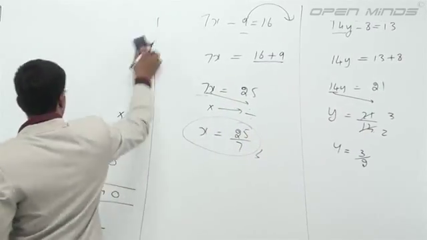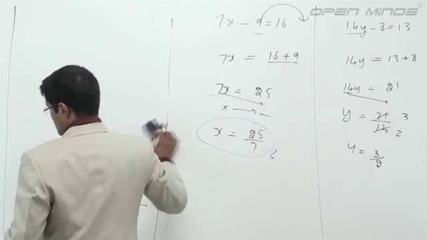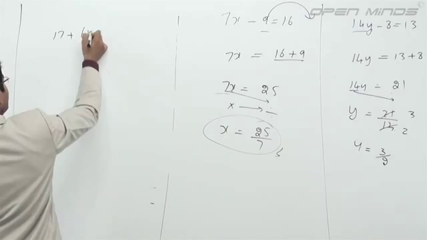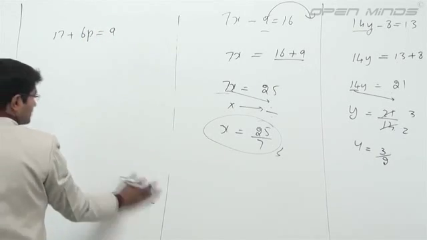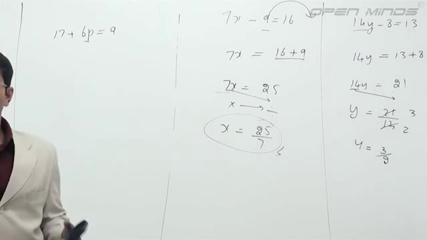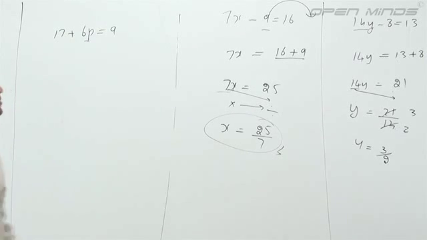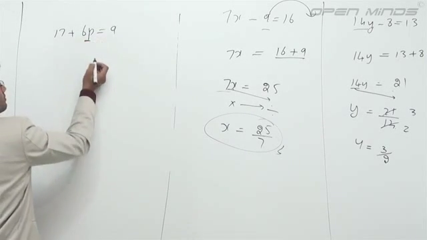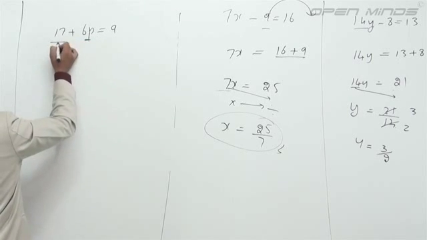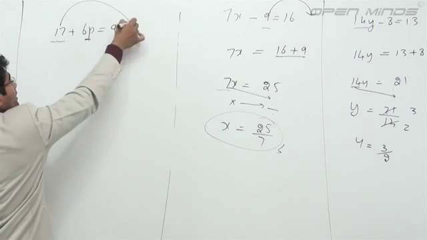Let's take it up. It says 17 plus 6p is 9. I just have 6p. Now here the variable is p. If you don't have x and y, you may have m, n, or whatever, p, q, whatever it is, but p is a variable now, so I'm supposed to keep p on one side. So something far from p is who? 17. 17 will go there.